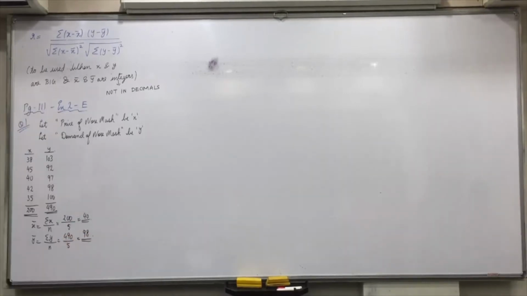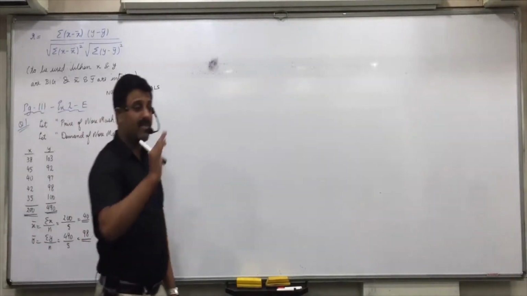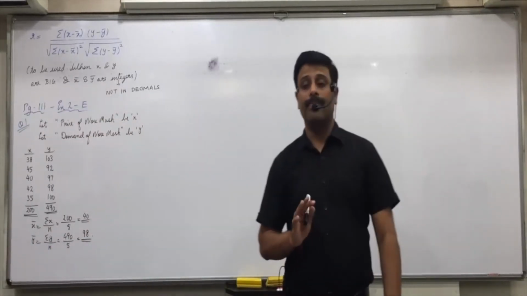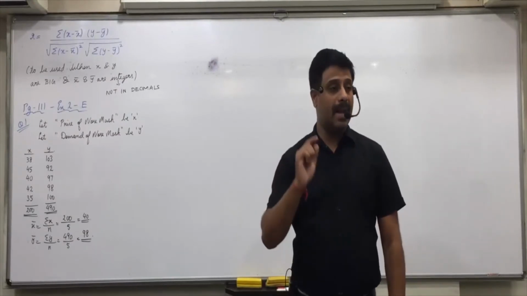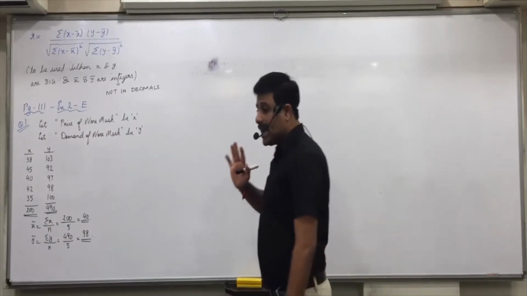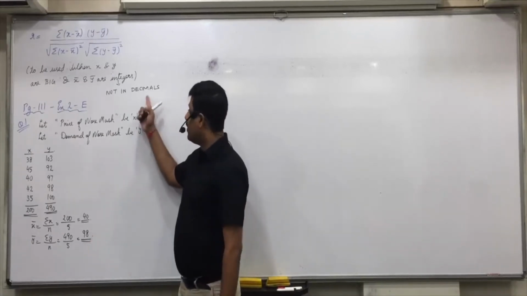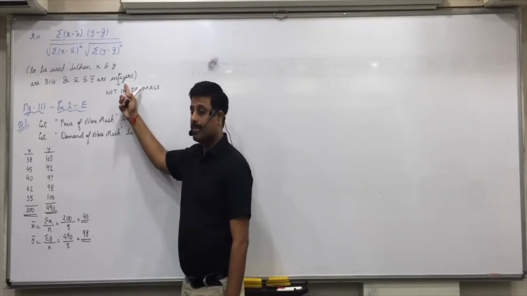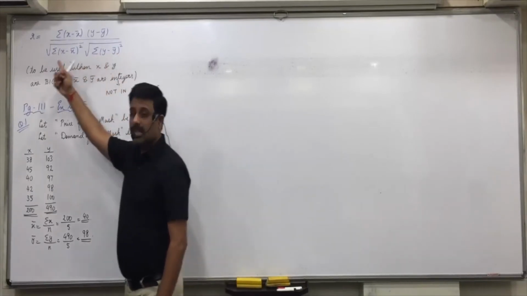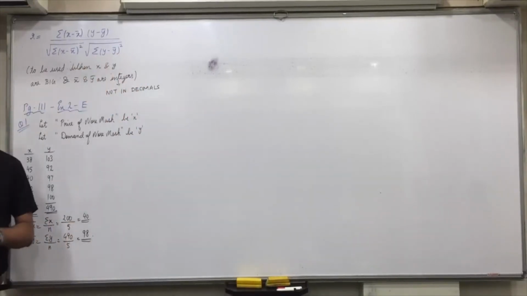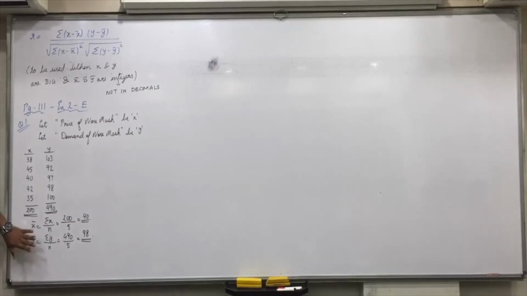Anyone having any doubts up till here, raise your hand. So once again, whenever the values are big, what is the first thing you will do? Find x bar and y bar. Do they come in decimals or not? That means they are integers, and therefore we can use this formula. Understood? Raise your hand if you are still writing up till here.